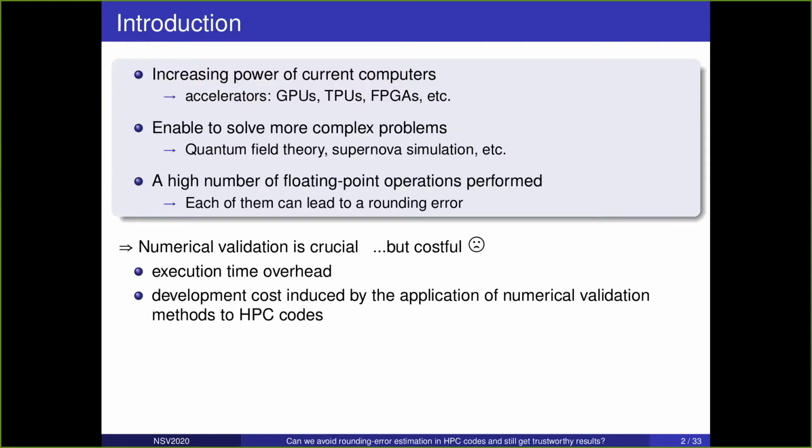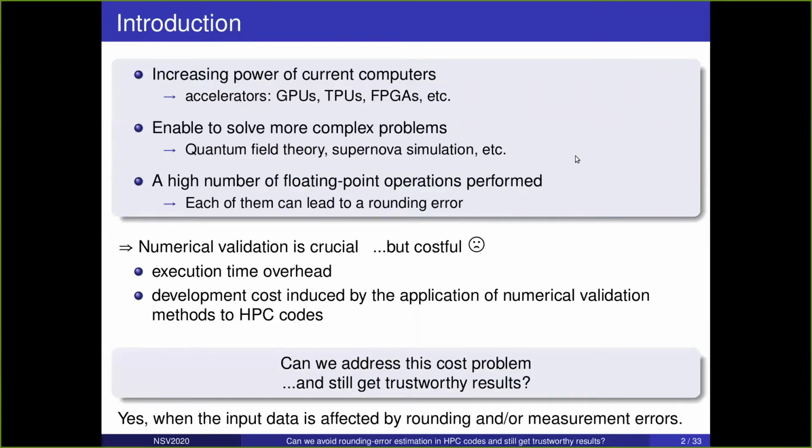You have their execution time overhead, and there's also a development cost which is induced by the application of these methods to high performance codes. So our question today is, can we address this cost problem and still get trustworthy results? And the answer is yes, when the input data is affected by rounding or measurement errors, which is a common situation.